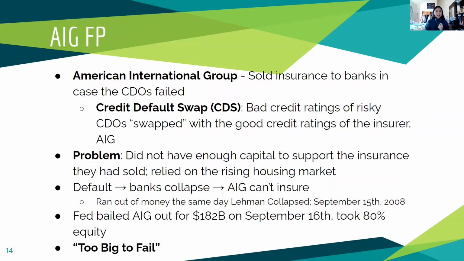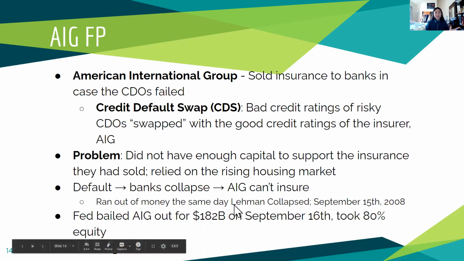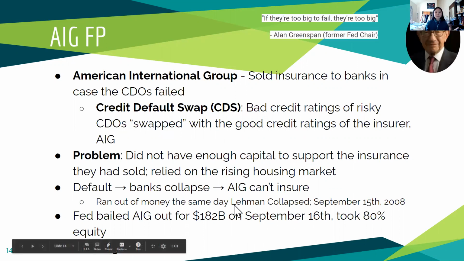Okay, so moving on to AIG, the American International Group, Financial Products. AIG was a really big company. In fact, most people called them too big to fail, which is something that Alan Greenspan, a later Fed chair, said was basically pretty stupid. He said, if they're too big to fail, then they're too big in general.